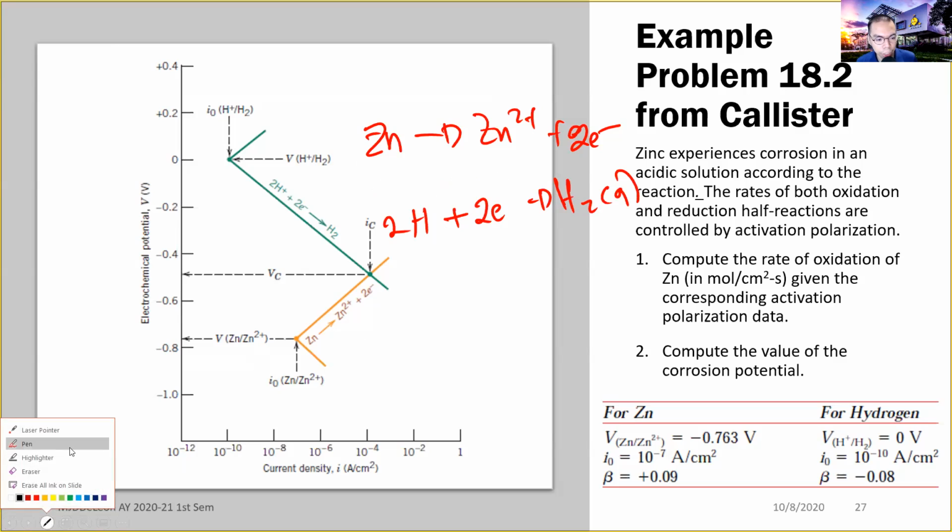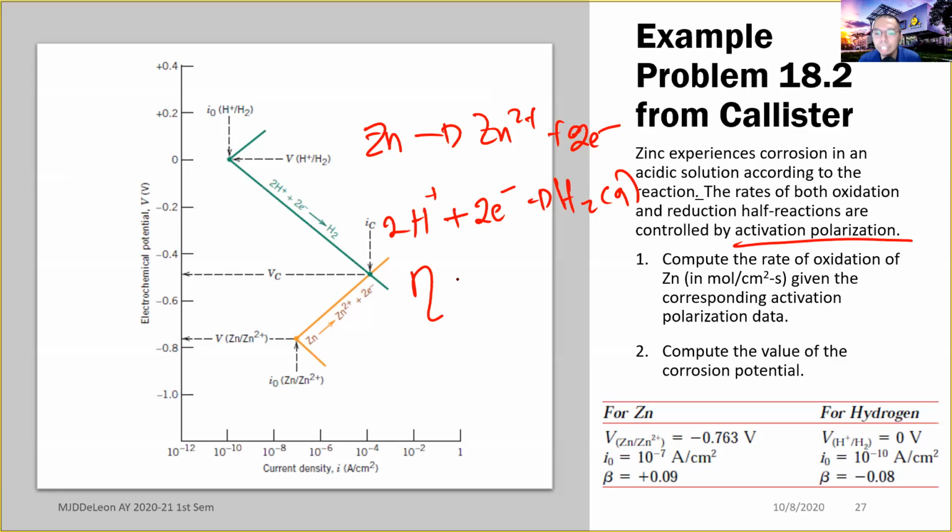Tafel equation. So it's controlled by activation polarization. Then this would mean that eta is equal to plus or minus beta log I over I naught for each of zinc and hydrogen. So in this problem, we need to compute for the rate of oxidation of zinc given the corresponding activation polarization data.